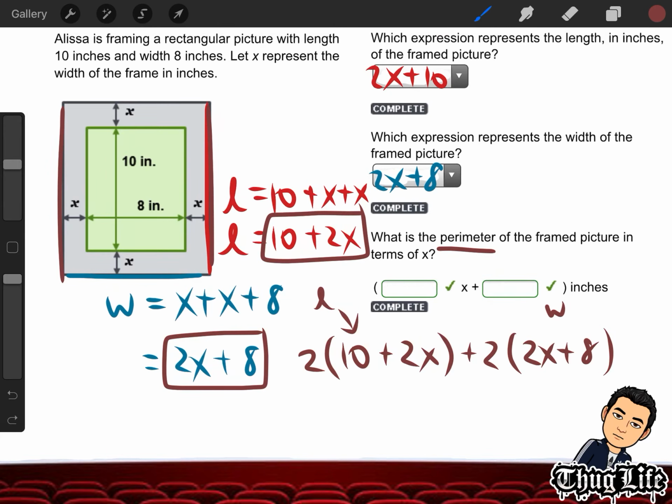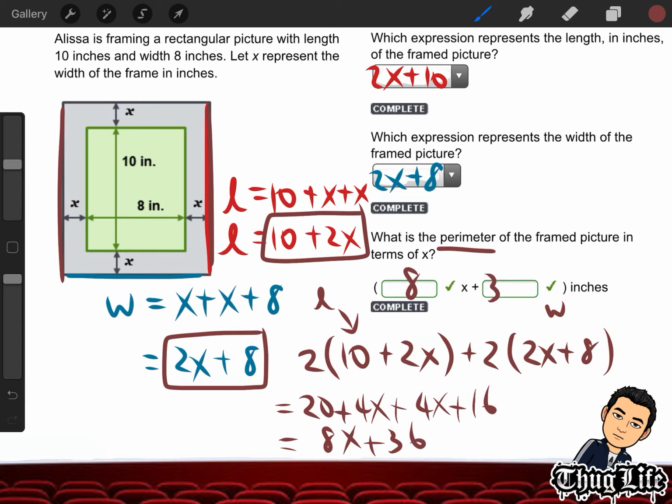All you're going to do is distribute the 2. That gives you 20 plus 4x plus 4x plus 16. Combine all the like terms and you should get 8x plus 36. So what you need to put in the first box is 8, and then you put 36 in the second box.